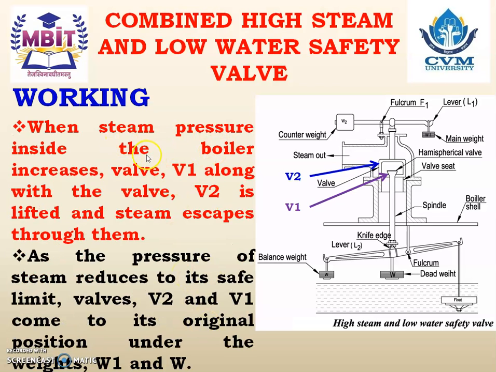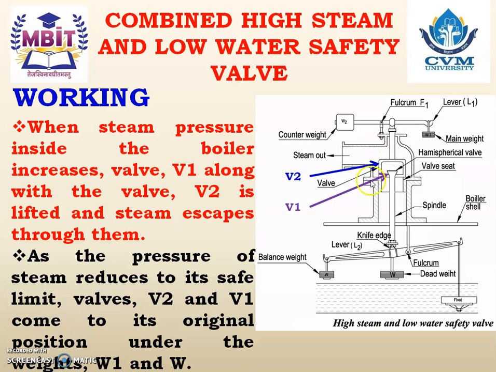When the steam pressure inside the boiler increases, valve V1 along with valve V2 is lifted and steam escapes through them. So whenever the steam pressure inside the boiler drum increases, what will happen? It will increase the pressure on valve V2. So it will lift valves V1 and V2, and along with valve V2, V1 also will be lifted.